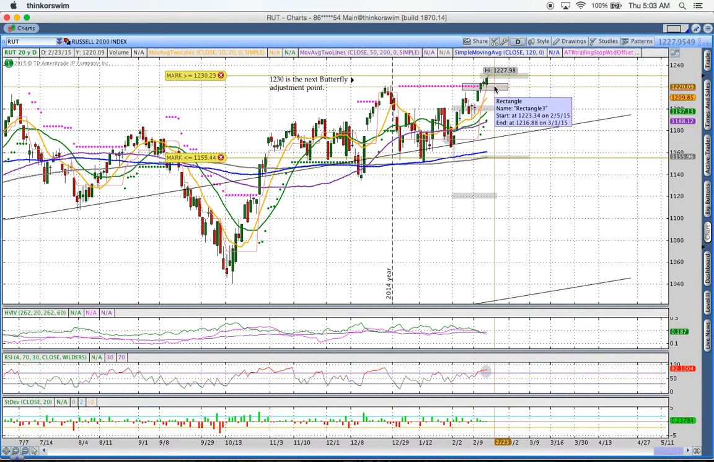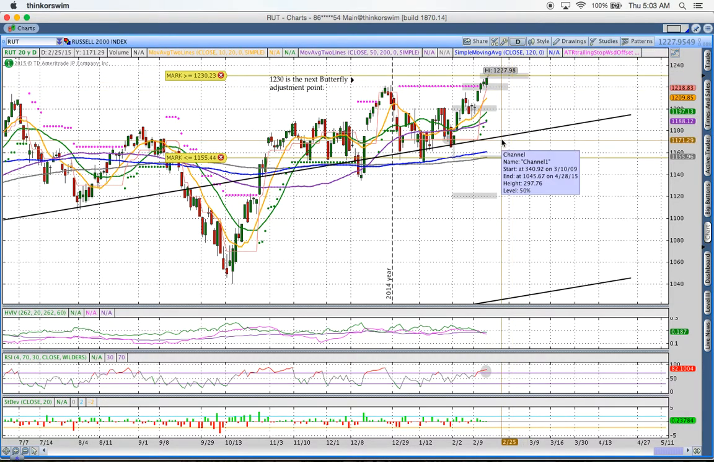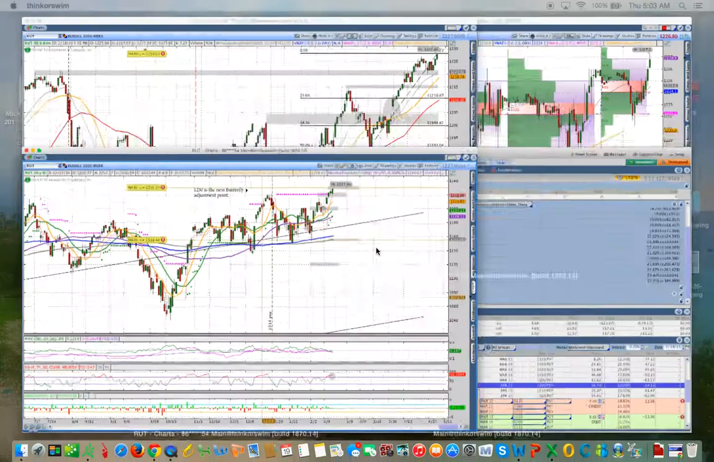And again, that butterfly was centered at 1210 and down to 1160. So this is also going to be close to my downside adjustment point in that butterfly, but on the upside I have quite a bit more. At any rate, those are the butterfly positions I have open today.